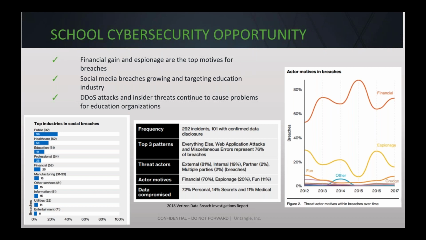As you can see from the 2018 Verizon Data Breach Investigations Report there in the middle, the frequency of these types of breaches is increasing, which is a concern. 292 incidents, over 100 with confirmed data disclosure, and this is in 2017, I'm sorry. Everything else, web application attacks and miscellaneous errors, represent about 2/3 of the breaches.